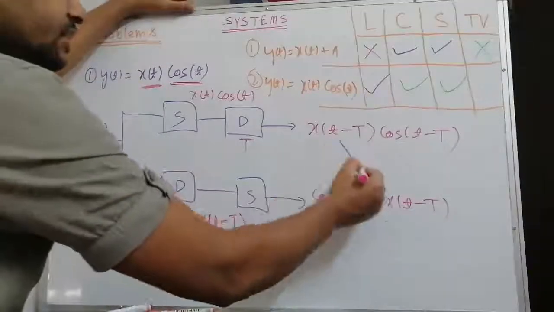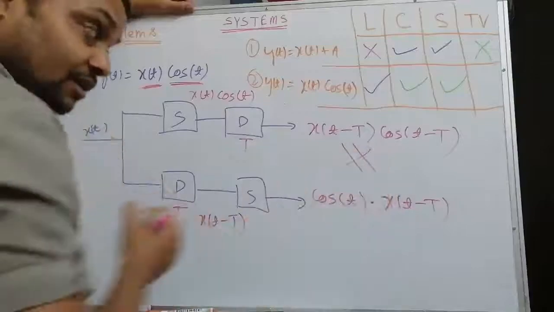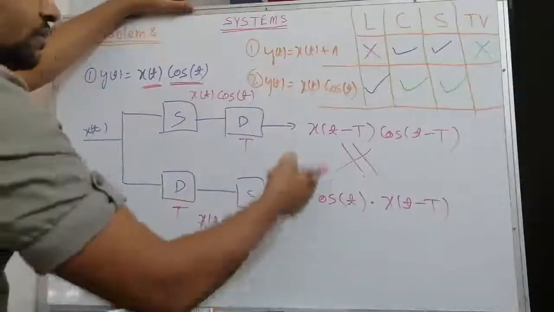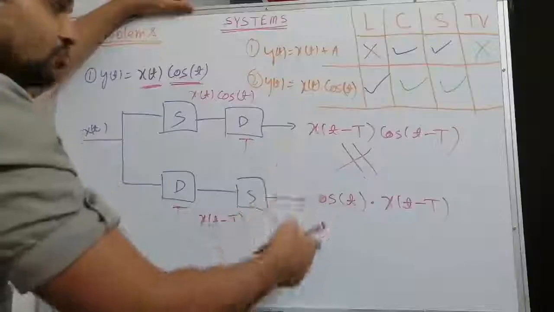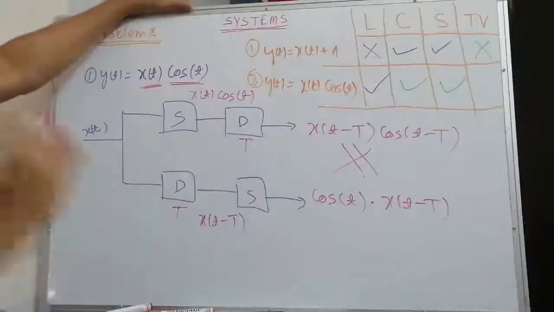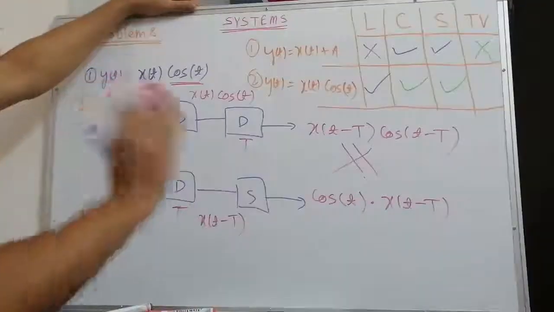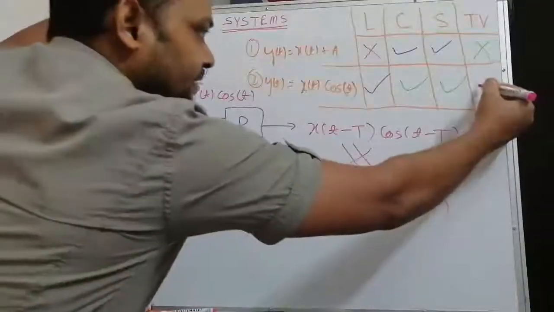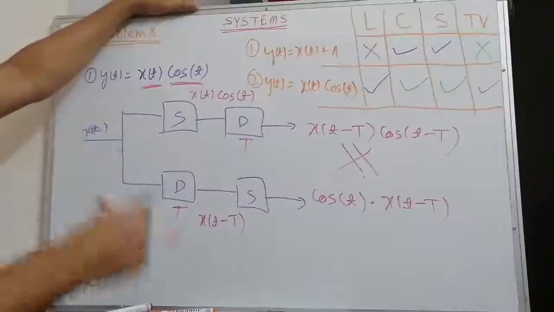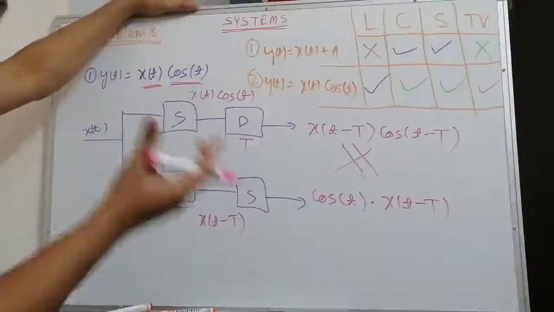If we check, these two outputs are not equal. If these two are not equal, this system is time variant. So this is a time variant system. Like that you have to solve further problems.